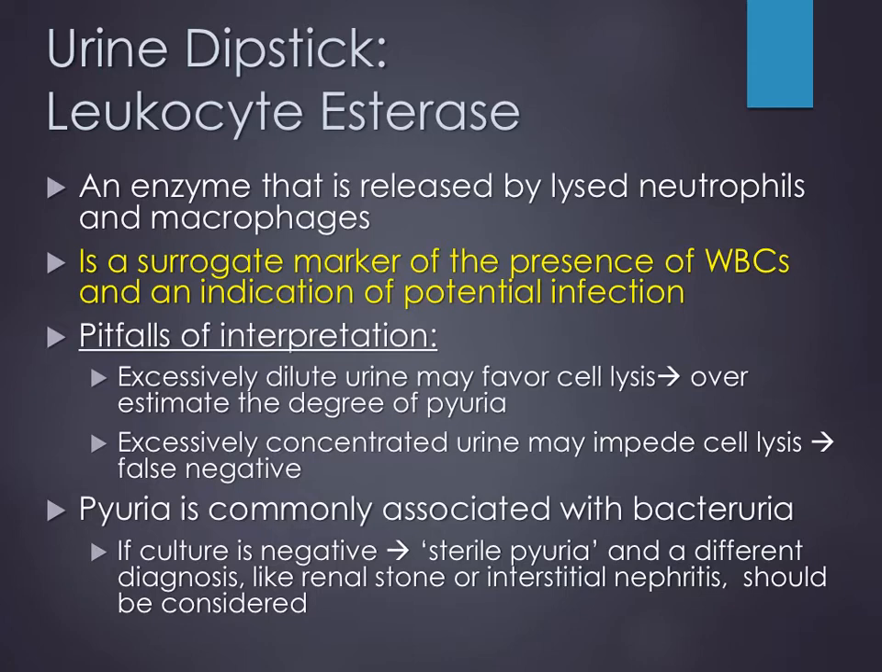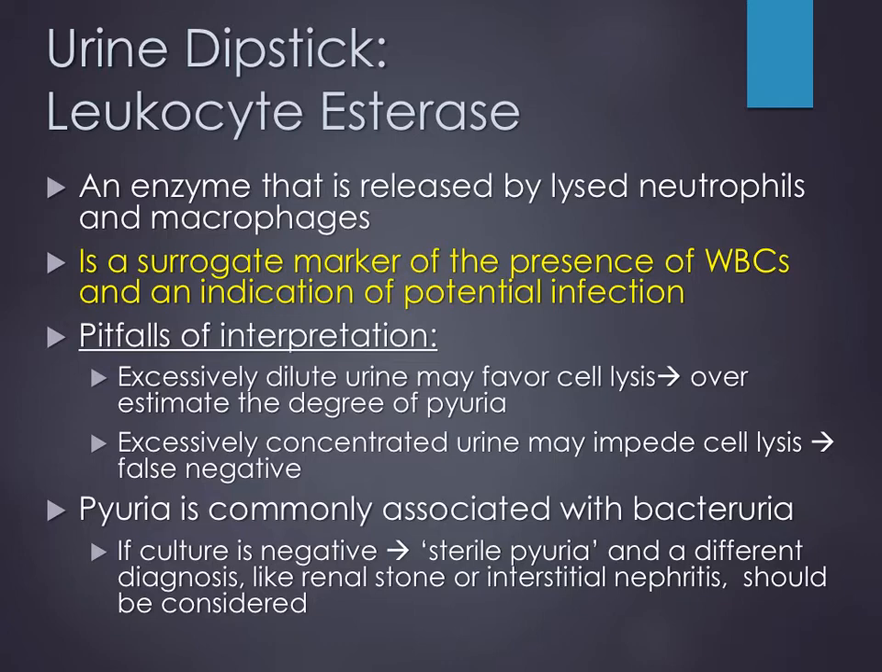Let's talk about the infection-type things that we're going to see in the urine. Leukocyte esterase is an enzyme that is released by lysed neutrophils and macrophages and basically serves as a marker for the presence of white blood cells in the urine, which can be a potential indication of infection. I do say potential. Common pitfalls with interpretation of this lab is that excessively dilute urine may actually favor cell lysis, which can overestimate the degree of pyuria. Okay, that would be like pus in the urine, aka white blood cells. And then excessively concentrated urine may impede cell lysis, which can give you a false negative.